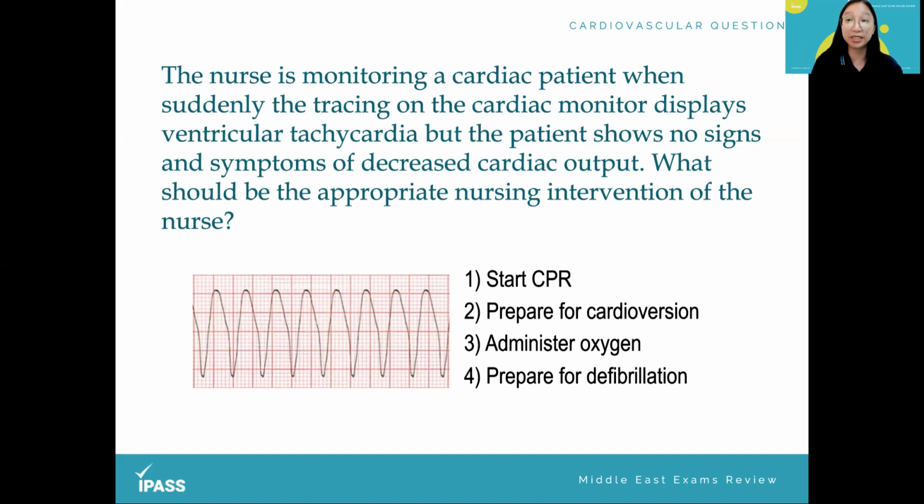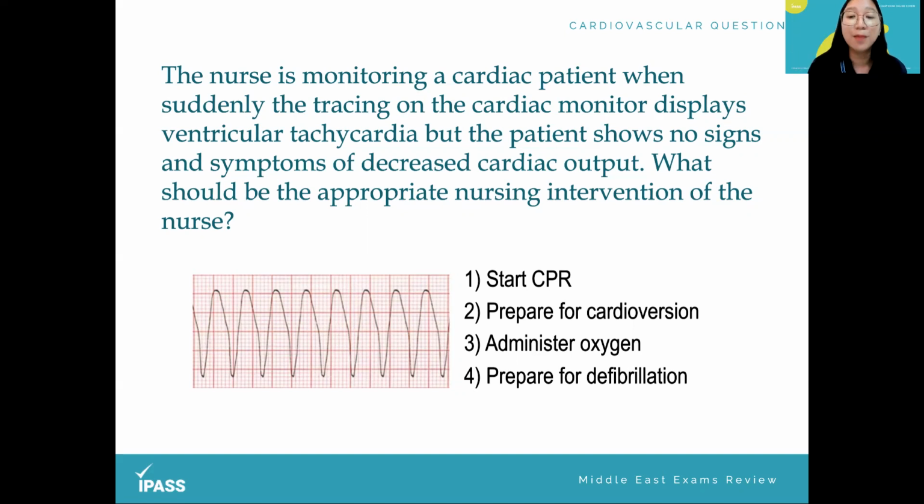The patient still has a pulse. All right, number 3, administer oxygen when the patient is having ventricular tachycardia. The ventricles are contracting rapidly and chaotically, so you really need to administer oxygen. Why? The heart needs oxygen and the systemic circulation needs oxygen as well. So option 3 is a possible answer.